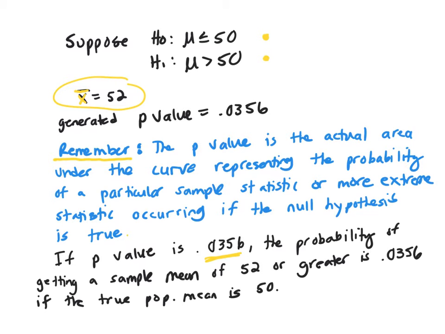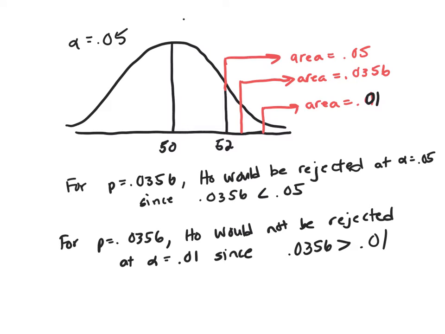So let's look on the next page. And I've drawn a normal distribution, and the mean is 50, and the sample mean was 52. Remember, the p-value is the area or the probability under the curve. Okay, so this distance, from here on out, I'm saying this area under here is 0.05. That's when I say alpha is 0.05. Okay? If I let alpha be 0.01, it's going to be this area here.